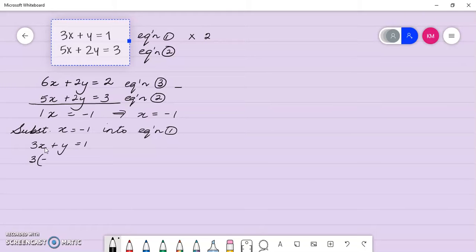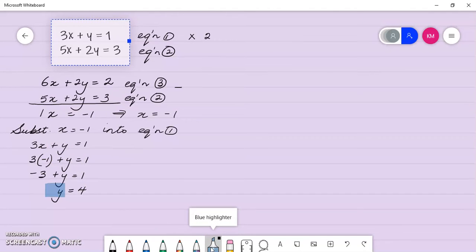3 multiplied by negative 1 plus y is equal to 1. 3 multiplied by negative 1 is negative 3. Plus y is equal to 1. So I have y being equal to 1 plus 3, which gives me 4. So there you have it, your values of x and y in here and here. So you have solved for your simultaneous equation by finding the value of both variables x and y.